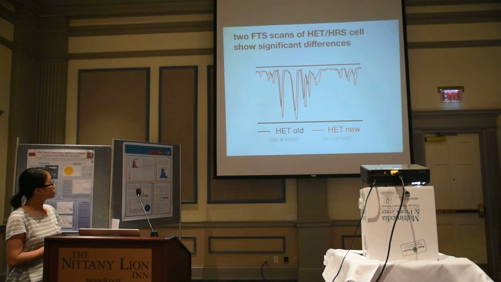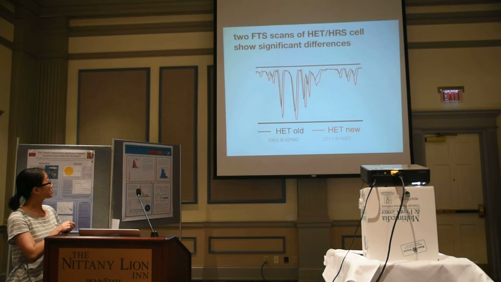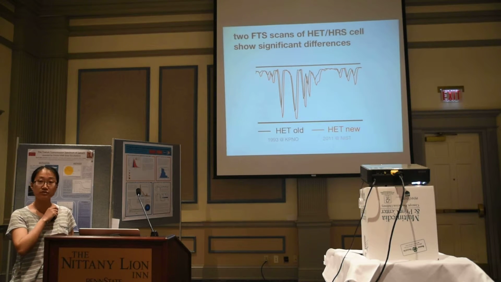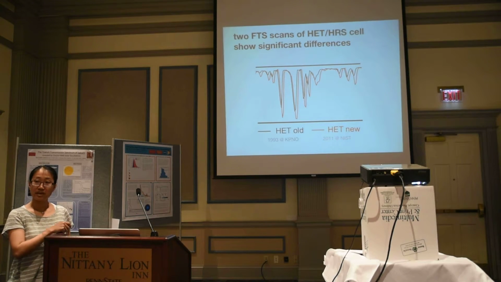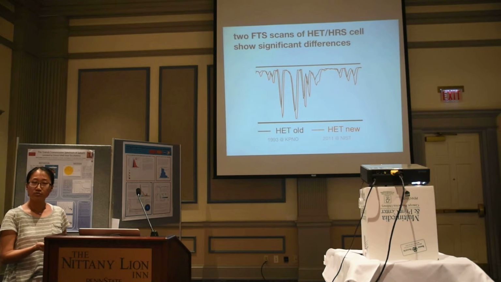But we actually took a new FTS scan for the HET iodine cell in 2011 and compared it with the old one scanned almost 20 years ago at KPNO, and as you can see, the two have substantial differences in terms of wavelength solution, line depth, and even line depth ratio, which is even worse. So what can go wrong?